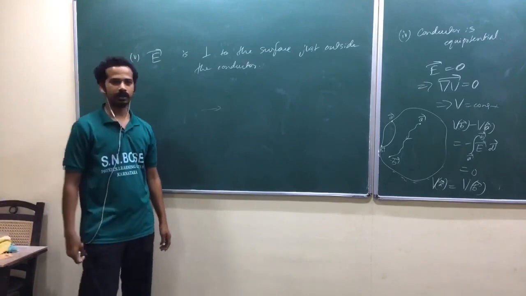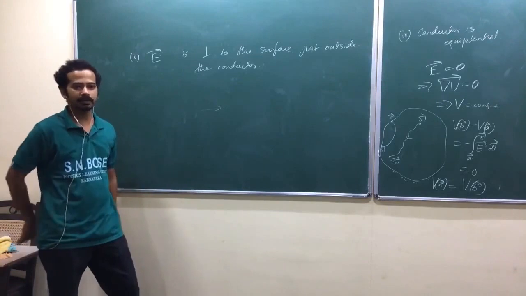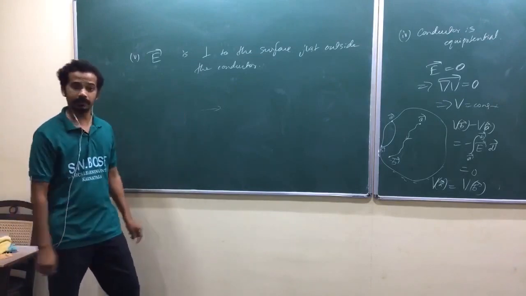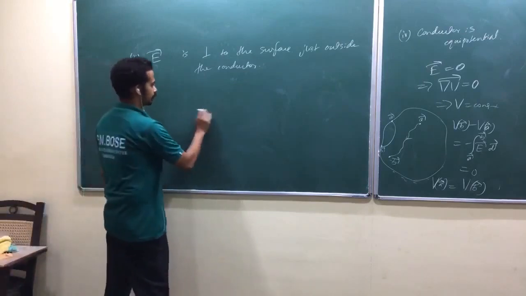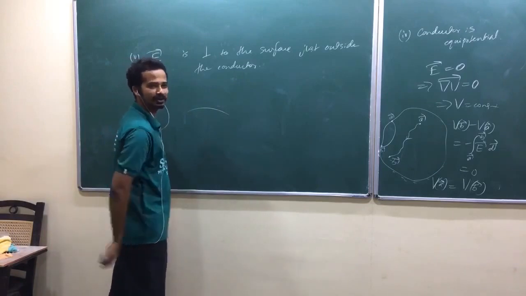If there is surface charge, the electric field may suffer discontinuity. But the perpendicular component of the electric field will suffer discontinuity. The parallel component is always continuous. Is that okay? So now, I don't have to draw this one.